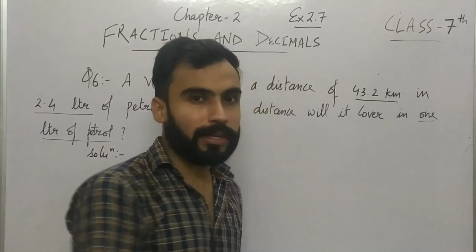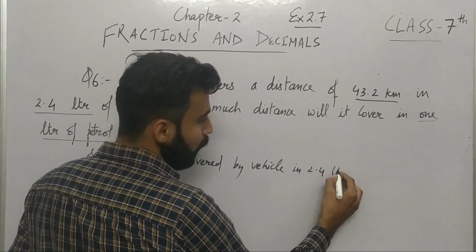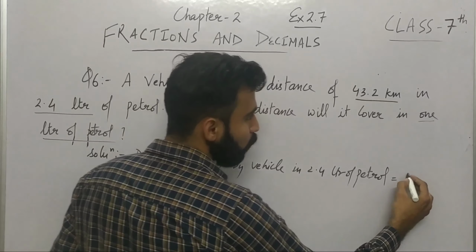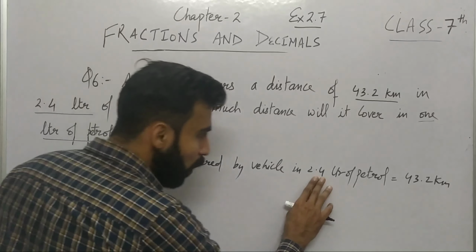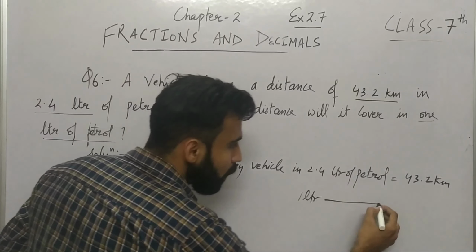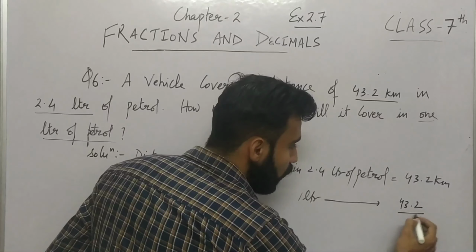So let me first write that. Distance covered by vehicle in 2.4 liters of petrol is equal to 43.2 kilometers, right? Now you can see it was asked to us how much distance will it cover in 1 liter of petrol. So here in 2.4 liters it covers 43.2. So in 1 liter you can see it will cover 43.2 divided by 2.4.